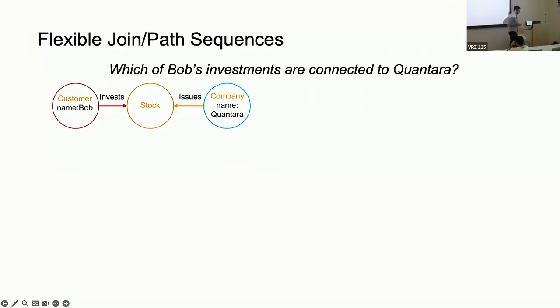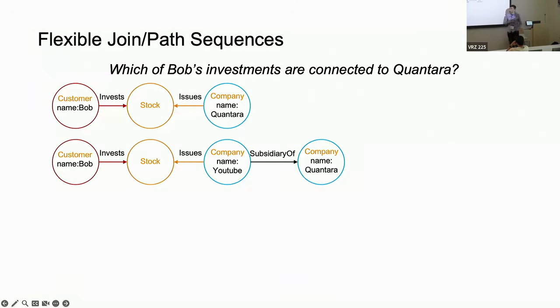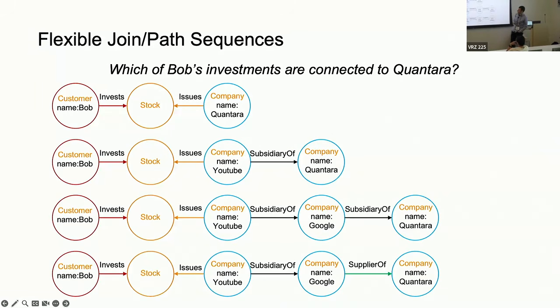That might be obviously a direct connection, but it could also be that Bob invests in YouTube itself, and YouTube is a subsidiary of Quantara. That's an indirect relationship. But given that I extended it with not just subsidiary of, but also supplier of, the nature of the relationships could be very mixed. So it could be the case that Bob invests in a stock issued by a company who is a subsidiary of another company, who is a subsidiary of another company, or YouTube is a subsidiary of Google and Google is a supplier of Quantara, right?